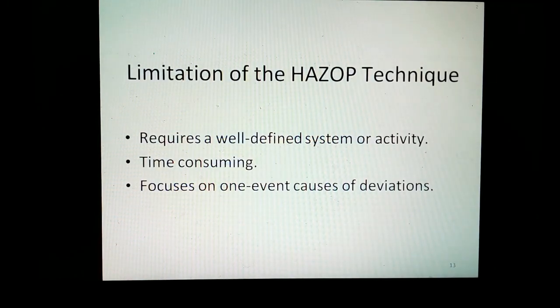The limitation of the HAZOP technique. It requires a well-defined system or activity. The HAZOP process is a rigorous analysis tool that systematically analyzes each part of a system or activity. To apply the HAZOP guide words effectively and to address the potential accidents that can result from the guide word deviations, the analysis team must have access to detailed design and operational information. The process systematically identifies specific engineering safeguards, for example, instrumentation, alarms, and interlocks that are defined on detailed engineering drawings.